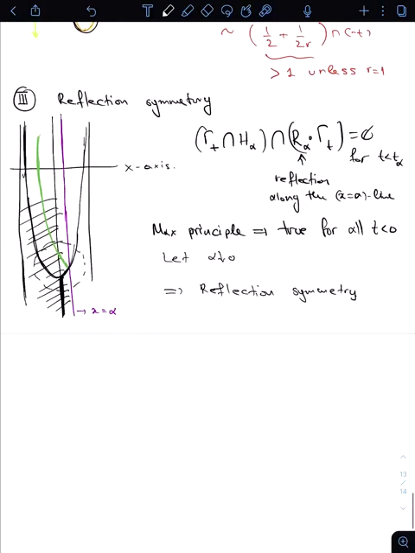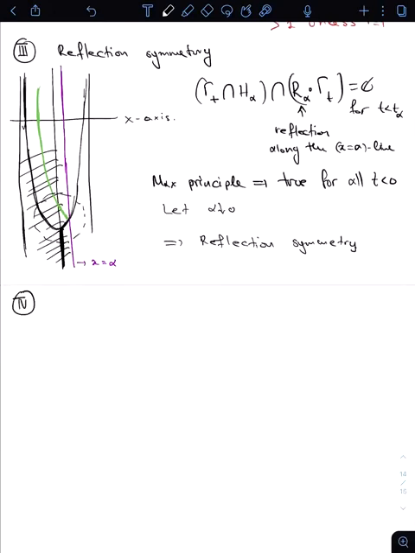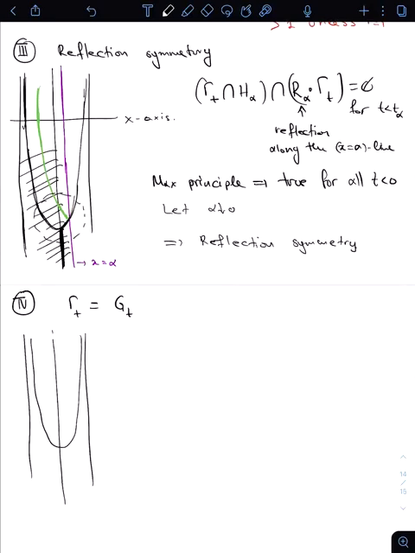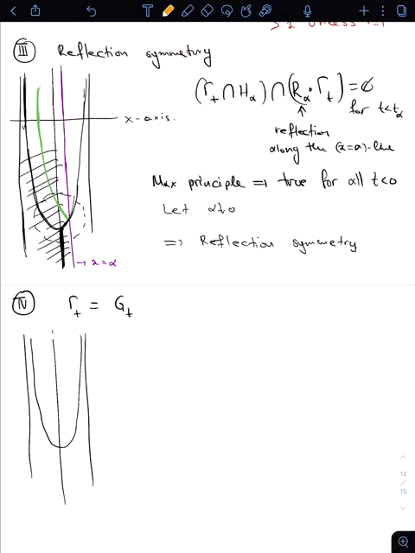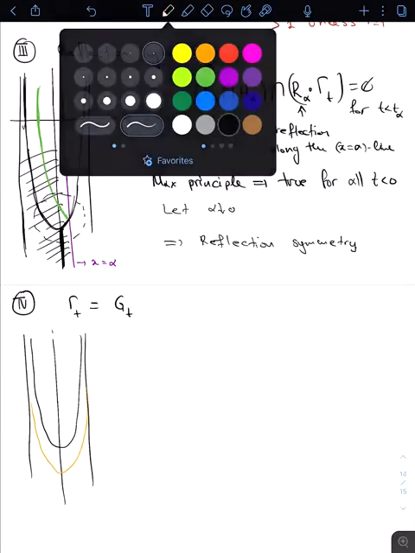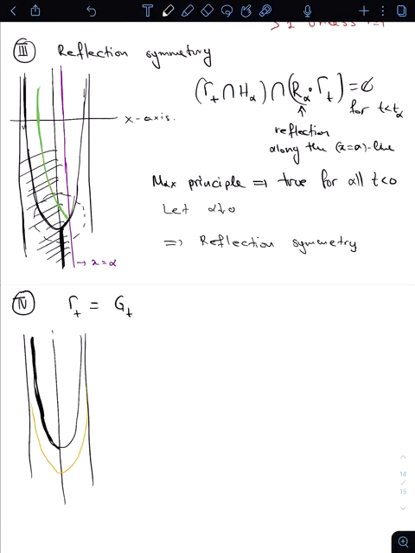And the last bit we have to prove is that our solution gamma t is in fact equal to G_t, the Grim Reaper. Remember, this G_t denotes the Grim Reaper solution. So how do we do this? Now, the idea is as follows. I'm going to draw, here's my Grim Reaper, and assume that you have another solution. The idea is to compare this part of the Grim Reaper. Sorry, not this part.